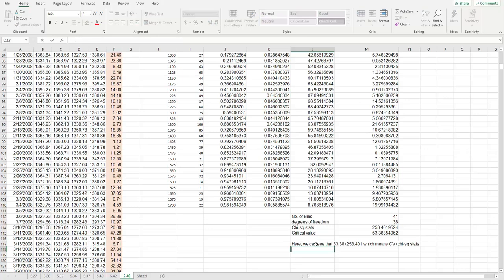So in order for our assumption to be true, the critical value has to be greater than our chi-square statistic. So our assumption that the data follows normal distribution is wrong. And that concludes goodness of fit test.